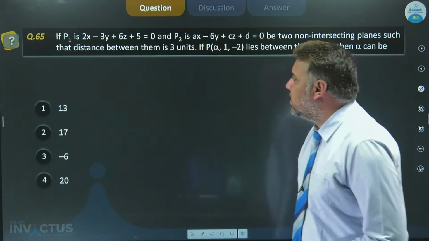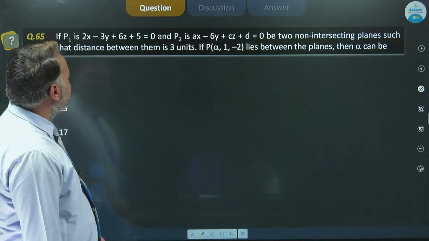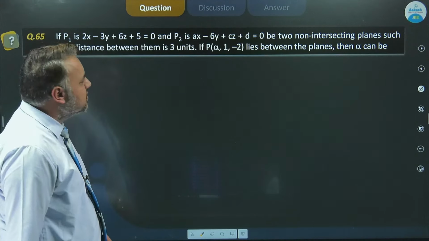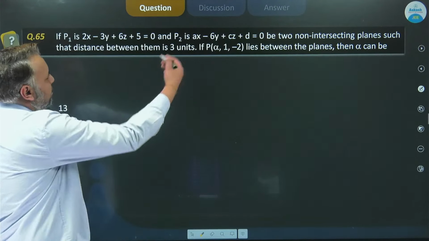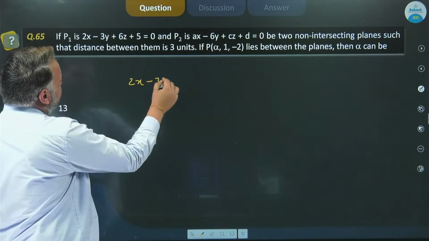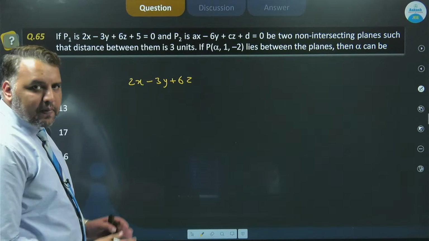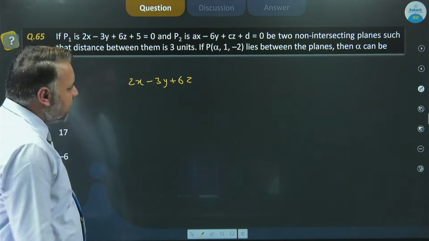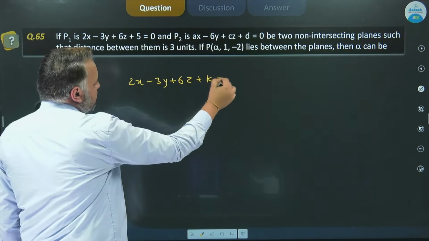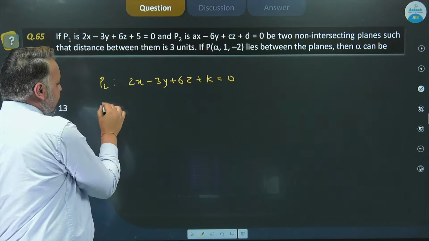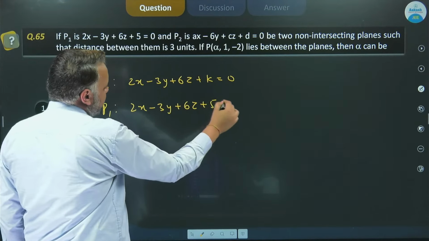Moving on to the next question. There are two planes P1 and P2 which do not intersect, and the distance between them is given as 3 units. These are parallel planes. Nothing else is commented on A, C and D directly. So we can assume P2 as 2x minus 3y plus 6z, because if the planes are parallel, then the ratio of the coefficients will be the same. So we are directly assuming 2, minus 3 and 6 plus some k is equal to 0. So this is P2, and P1 is given as 2x minus 3y plus 6z plus 5 is equal to 0.